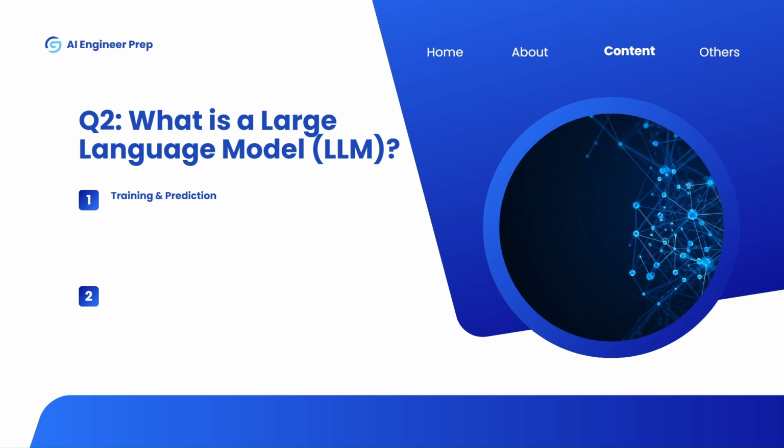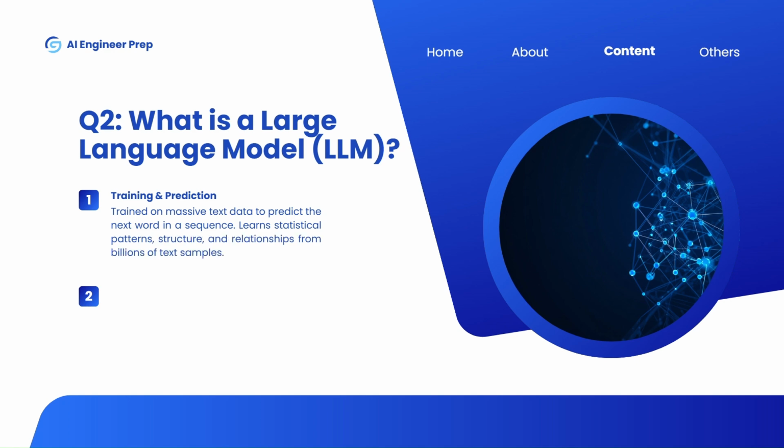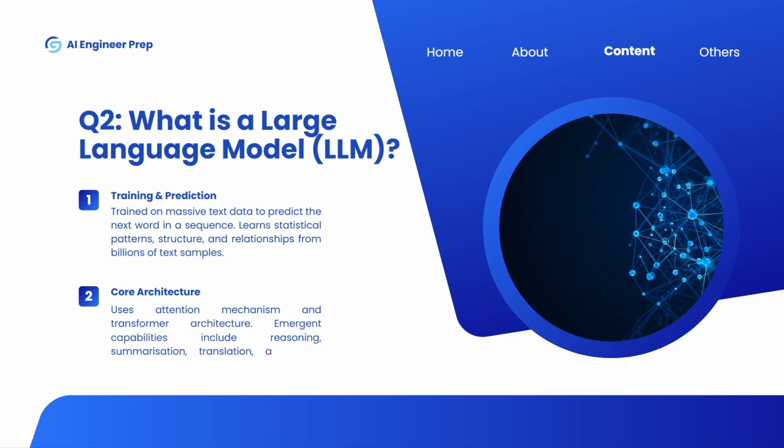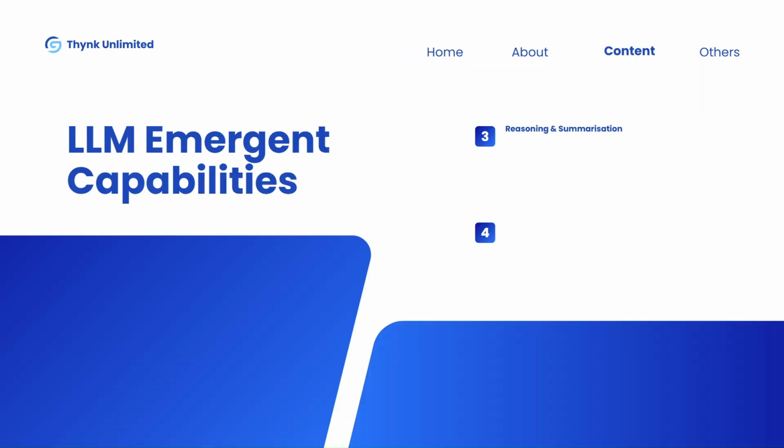What is a large language model? Training and prediction: trained on massive text data to predict the next word in a sequence, learning statistical patterns, structure, and relationships from billions of text examples. Core architecture uses the attention mechanism and transformer architecture, with emergent capabilities including reasoning, summarization, translation, and code generation.